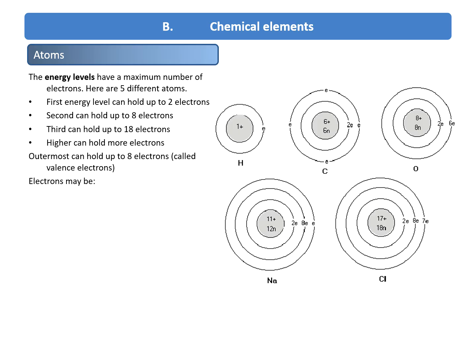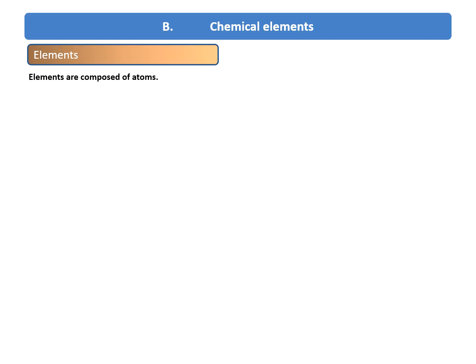Now, these electrons, they may be gained by an atom, they may be lost, they may even be shared by an atom. The number of electrons is equal to the number of protons. Elements are composed of atoms. The atomic number of an element is equal to the number of electrons or protons. Remember, the number of those are equal. And it's the same in all atoms of an element.